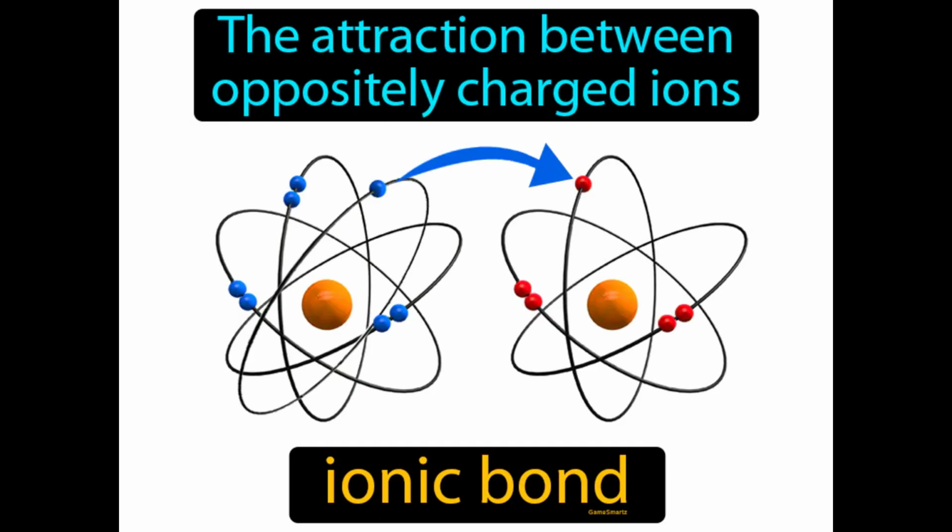The attraction between oppositely charged ions, ionic bond. An ionic bond is a strong connection formed when one atom donates an electron to another atom, resulting in positively and negatively charged ions that stick together.